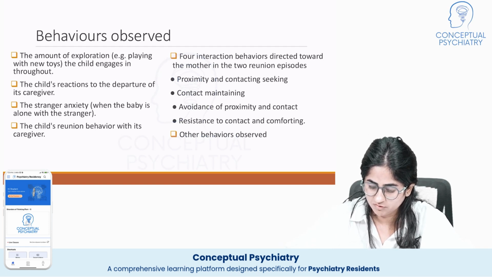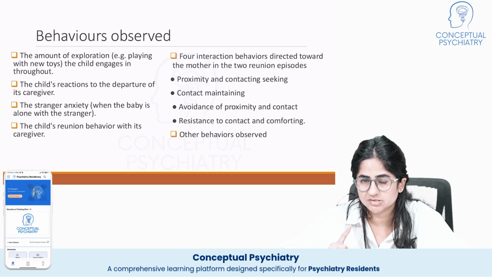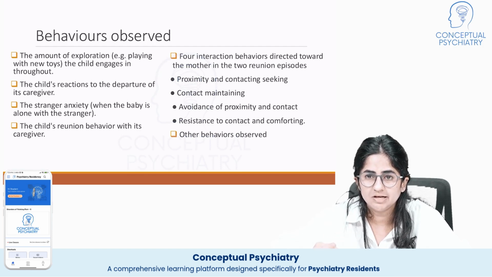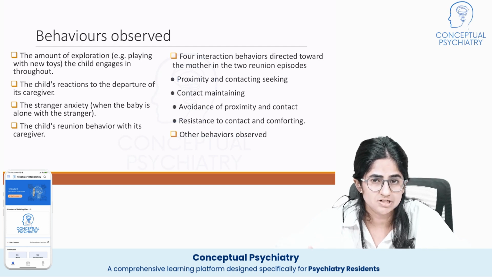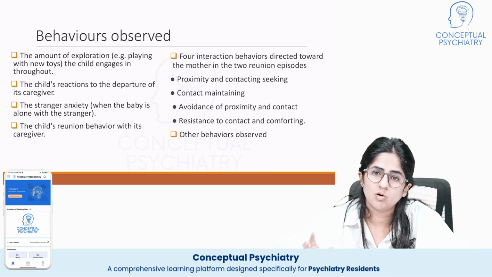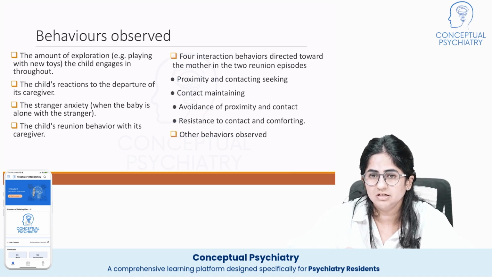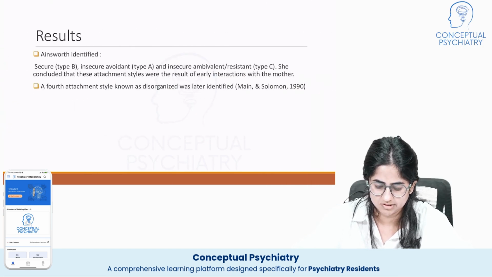Apart from that, there were 4 interaction behaviors that were exclusively noted in the 2 reunion episodes. Number 1, proximity and contact seeking. Did the child actually come back to the mother and how was it? Contact maintaining. Did he maintain the contact? Avoidance of this proximity and contact. And lastly, resistance to any other contact and comforting. And lastly, any other behavior which was noted.